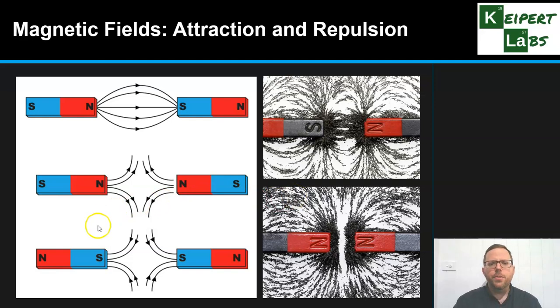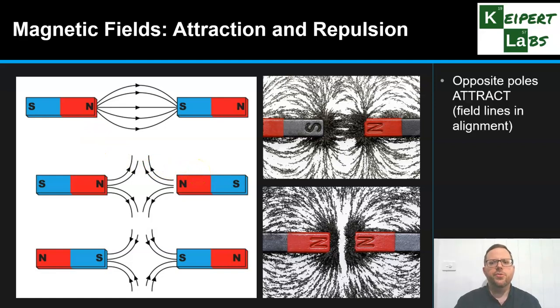If we take a north pole of one magnet and bring it close to the south pole of another magnet, we see that they pull towards each other. We call this attraction. And we recognize that opposite poles attract. The reason that they attract is that we can see that their field lines, these lines showing that magnetic force, are in alignment. Going from north to south means that these two magnets are going to pull towards one another.